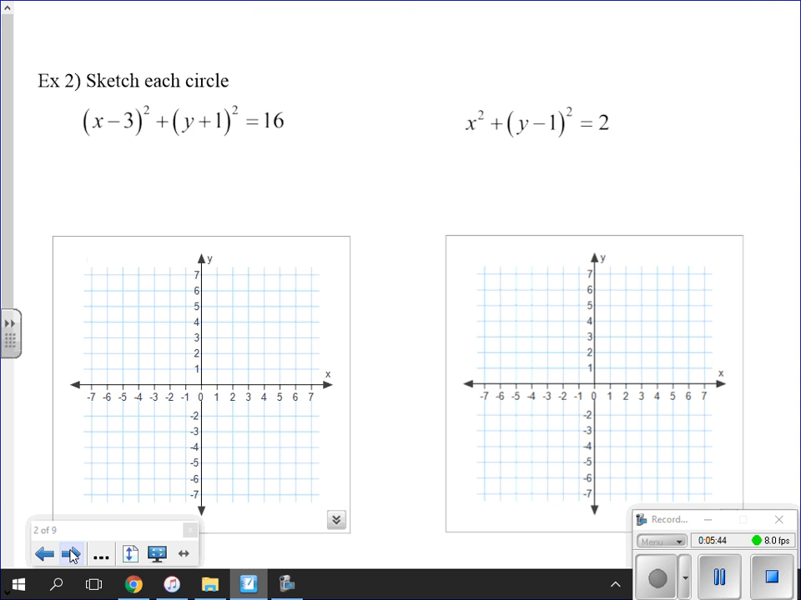All right. Sketching the circle. Find the center. Figure out the radius, use that to sketch the circle.